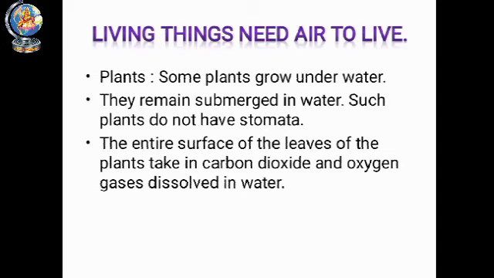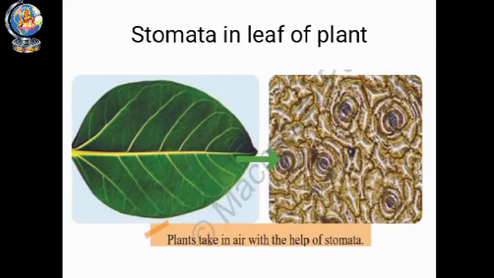The entire surface of the leaves of the plant takes in carbon dioxide and oxygen because they are not in direct contact with the atmosphere. They have to take in that which is dissolved in water. I think you understand. The whole surface of the leaf absorbs that which is dissolved in the water.